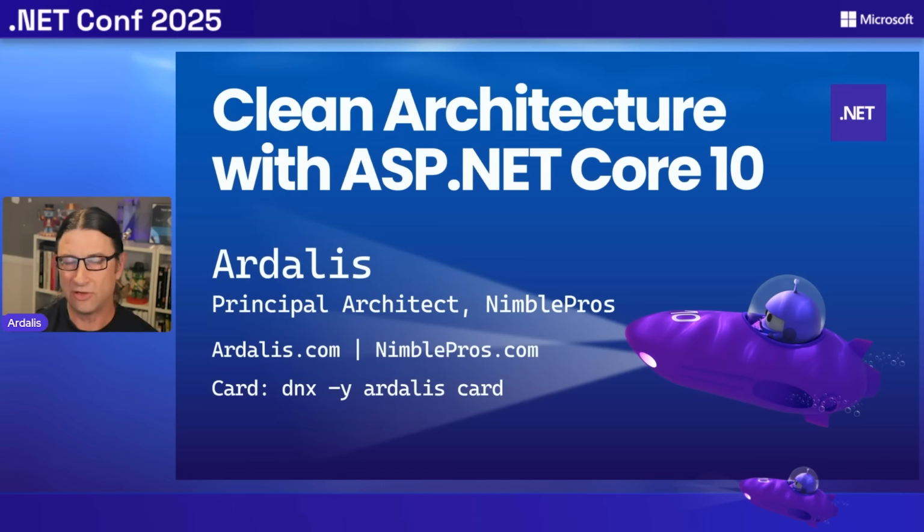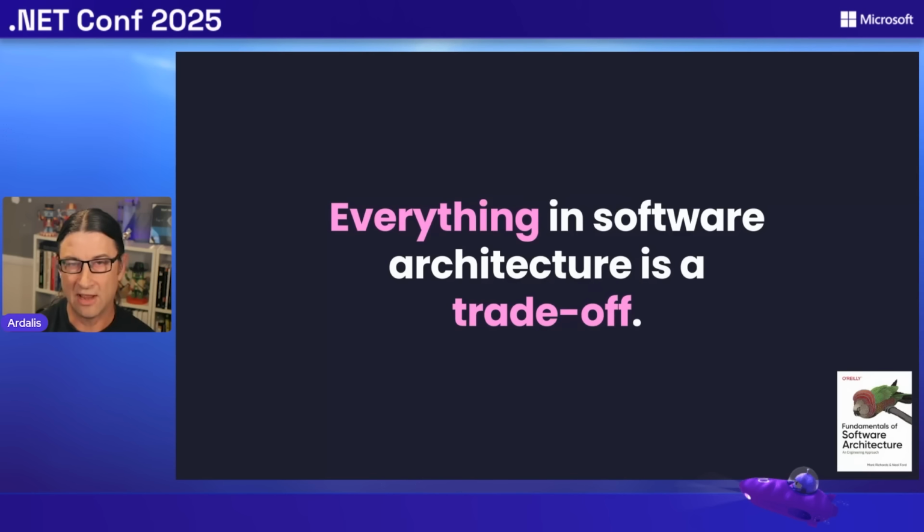All right, so let's talk about architecture. And the very first rule of architecture is that everything in software architecture is a trade-off. And this comes from the very good book, Fundamentals of Software Architecture. And I've found it to be certainly true in all the different choices that you have when it comes to how you design your system and what type of architecture you're going to use. And clean architecture is no different.